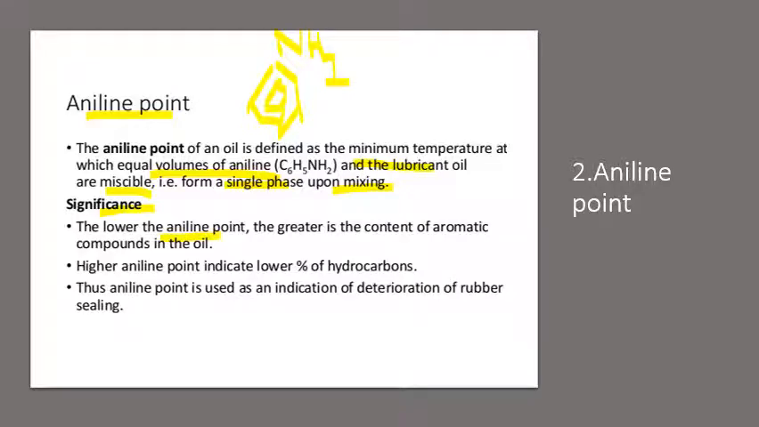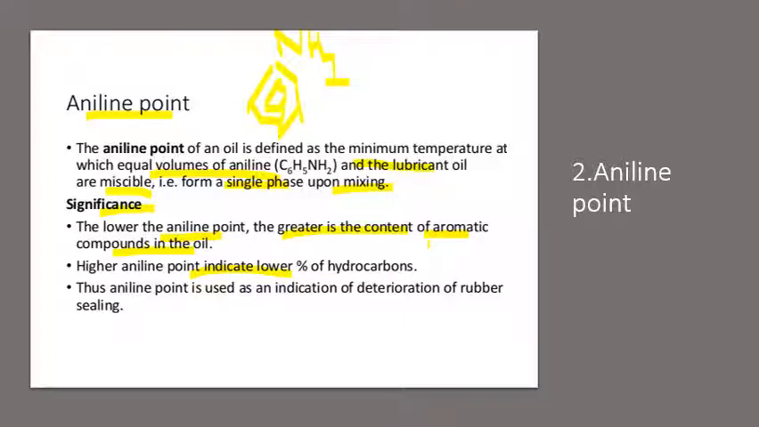So the lower the aniline point, the greater the content of the aromatic compound. So aniline point is inversely proportional to the aromatic compounds in the oil. Lower the aniline point, greater the content. Higher the aniline point, lower the percentage of the aromatic hydrocarbon. So what is suitable? It is suitable for us to have a higher aniline point in the lubricant, because if the lubricant has a higher aniline point, it means the aromatic content is lower.